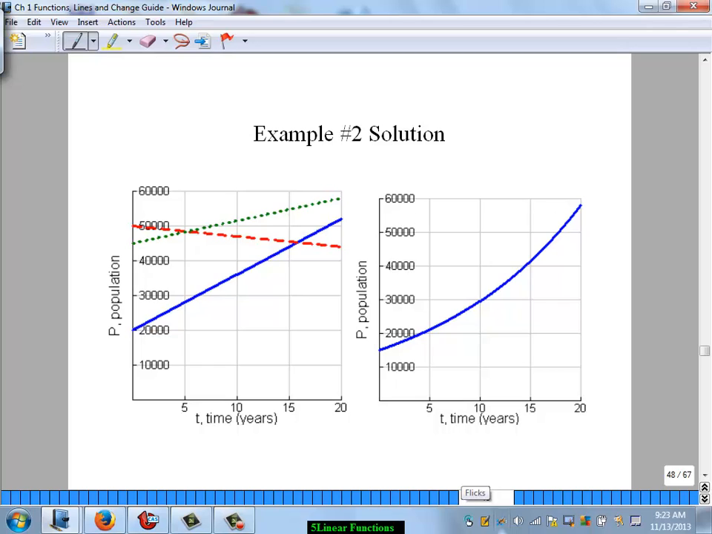So I see that this is town A because it starts at 20,000. Town B started at 50,000 and it was decreasing. And town C started at 45,000 and it's growing, right? Eventually all of those will cross because the slopes aren't the same. Now here is town D, and as you see it's curved, so this is an exponential function, and that's why it doesn't look linear, because your rate of change isn't constant.